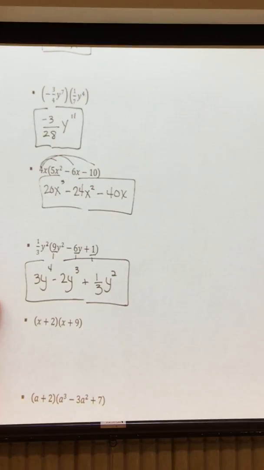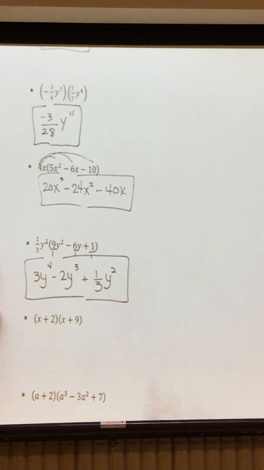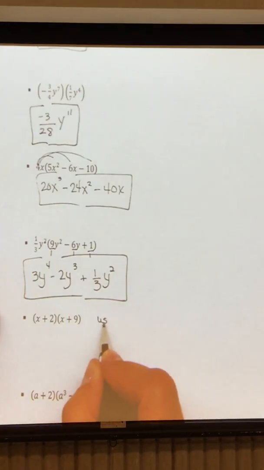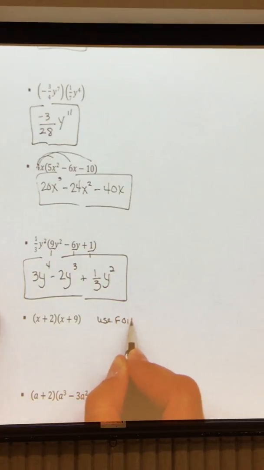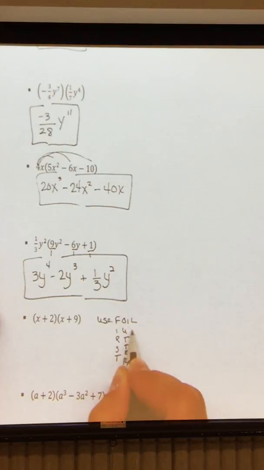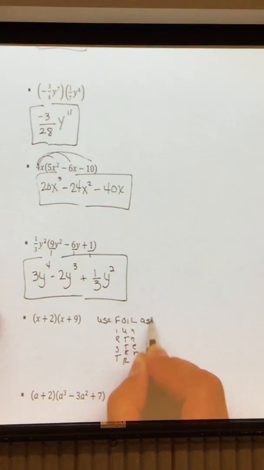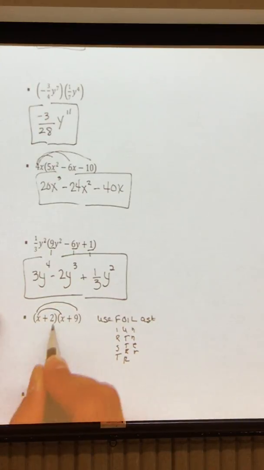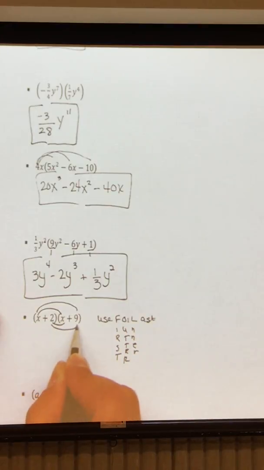For the next problem, multiplying a binomial times a binomial, you want to use FOIL. And FOIL is first, outer, inner, and last. So this is the first, the outer, the inner, and the last.